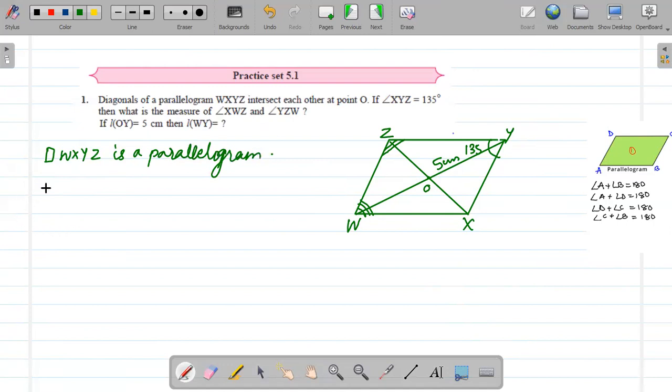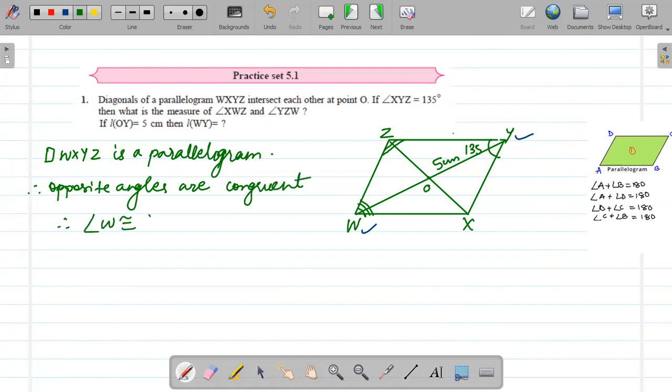What are the parallelogram properties? That opposite angles are equal. So W and Y are opposite angles. Quadrilateral WXYZ is a parallelogram. Therefore, what can we say? Opposite angles are equal, or you could say opposite angles are congruent. Therefore, angle W is congruent to angle Y, which is equal to 135 degrees. So that's how we got angle W, which is actually angle XWZ. So angle XWZ is equal to 135 degrees. This is the first part.